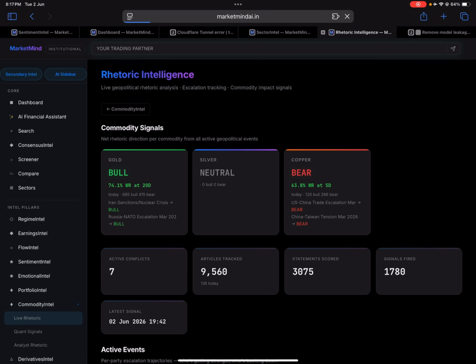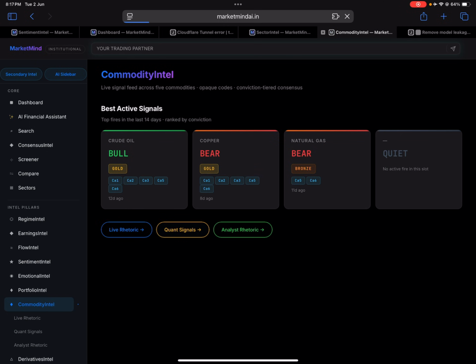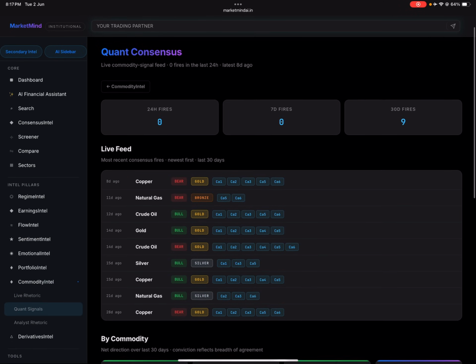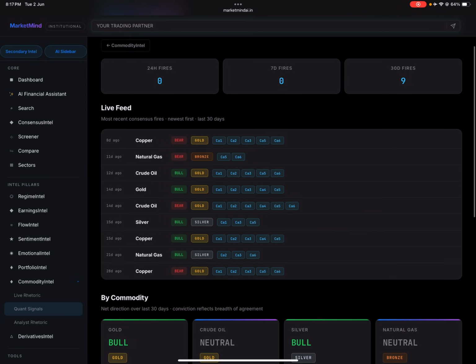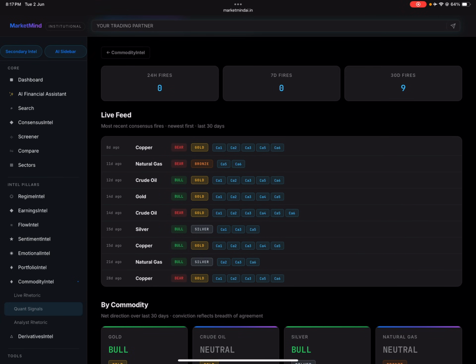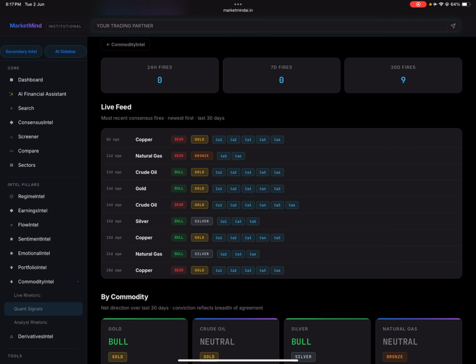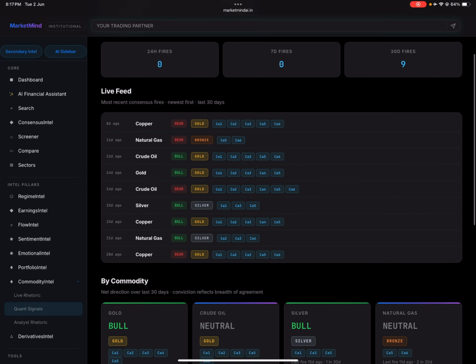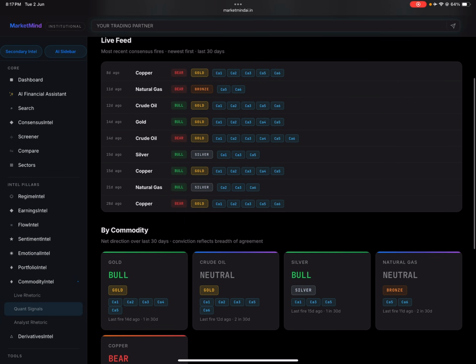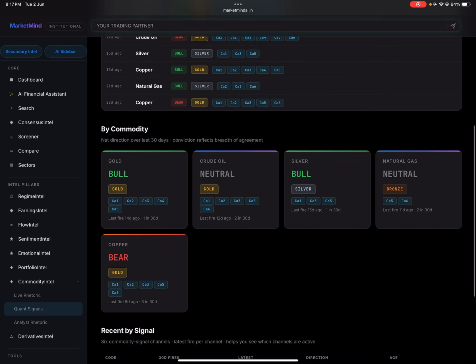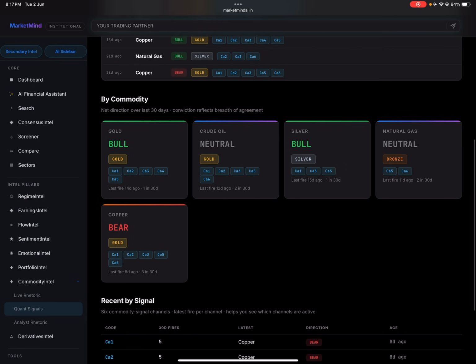Let's go back to commodity intel and get into the quant signals. These are also very interesting. As you can see, not many have fired recently. 30-day fires are up there, but none in the past 24 hours or 7 days. We have the live feed here. The latest signal appears to be copper 8 days ago. Many signals coinciding there, so it's a gold signal. It should perform decently well.